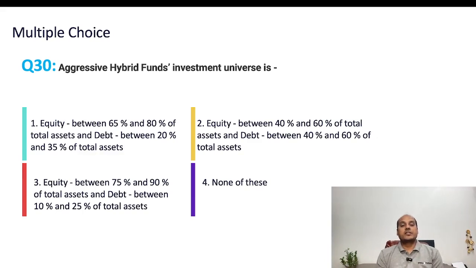Aggressive hybrid funds investment universes. So remember, there are 3 types of hybrid funds: aggressive, moderate, and conservative. Moderate one is more of a balanced advantage fund, or sometimes we call it dynamic asset allocation. It's another flavor of it. So aggressive hybrid fund is where you have more equity exposure. So equity between 65% and 80% of the total assets, and debt is the remaining one.